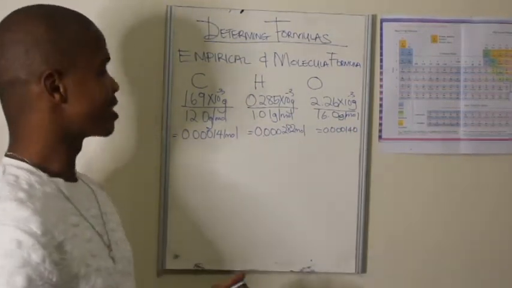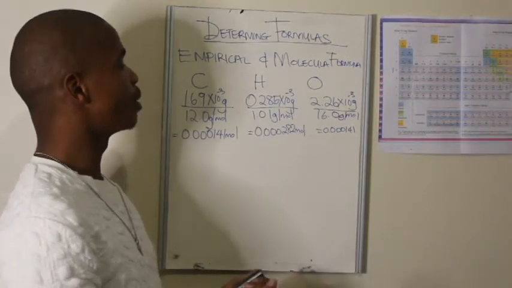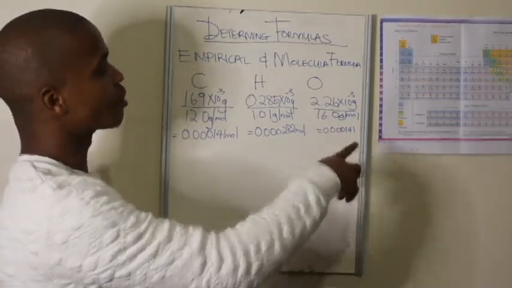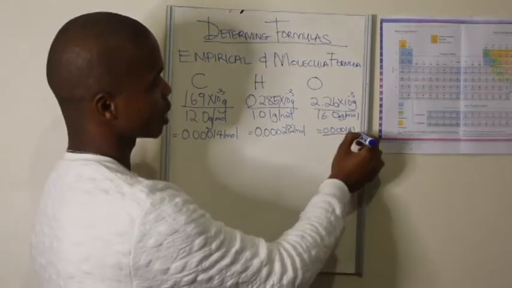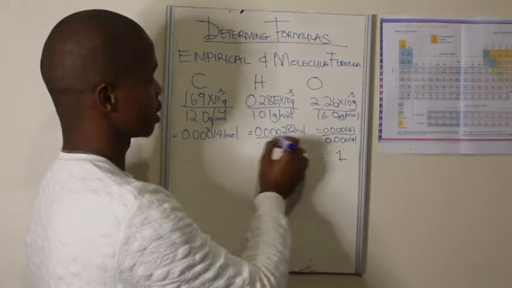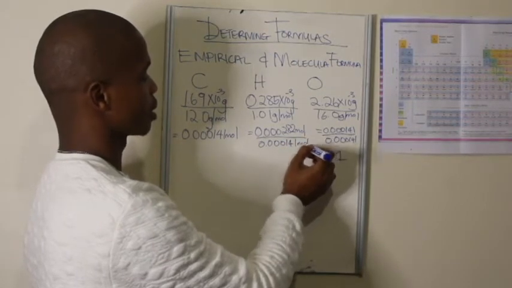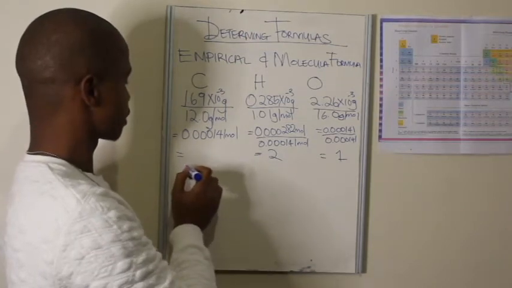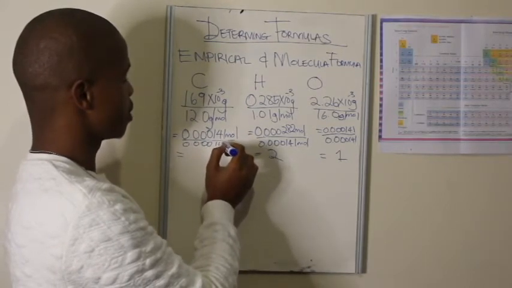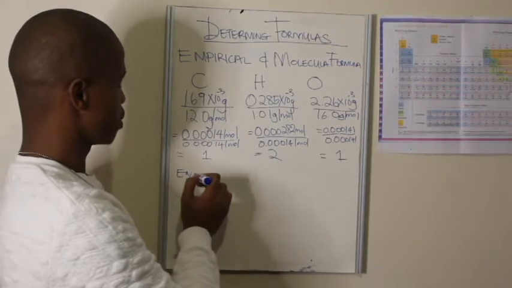Then what happens next, for you to be able to determine the mole ratio, you would have to divide by the smallest value of moles here. So if you look here, you'd find that 0.000141 is the smallest. So you divide throughout by 0.000141. Then here you'd get 1. Here it's 0.000141 mole. Here you'd get 2. Then, if this is 0.000141, here you'd get 1.